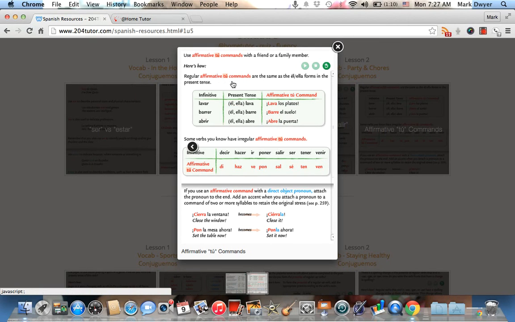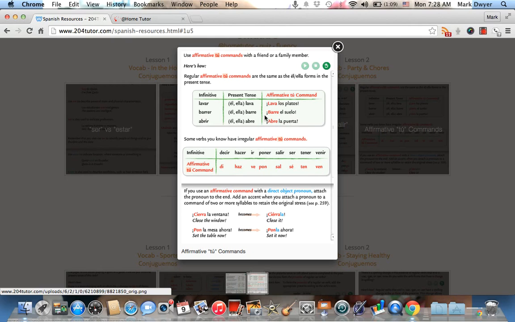And you'll notice here in our little cheat sheet that the regular affirmative tú commands are the same as the él and ella form of the present tense. So if you wanted to tell them to wash the dishes, you would say lava los platos. You'll notice that they are putting the exclamation points here. You don't even need exclamation points necessarily, but it helps us understand that it is a command when you put them there. Barrer, if it's an ER verb, to say sweep the floor, you would say barre el suelo.